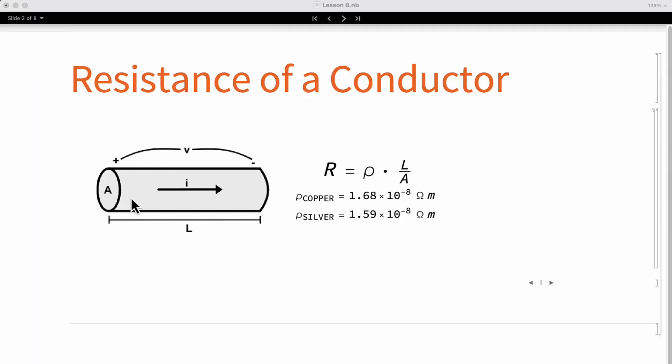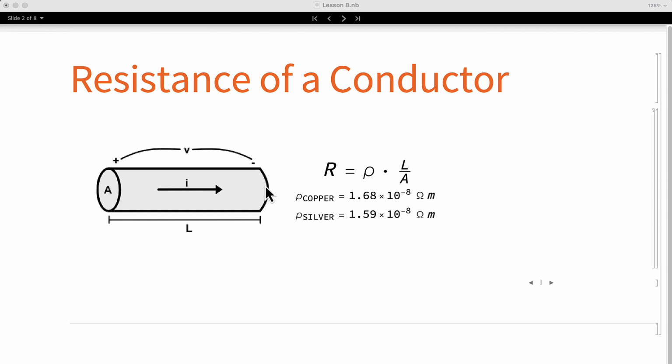It can be a piece of wire or a cylinder. If we put voltage across its terminals, we know that it will induce a current that will flow through it. Metals are very good at conducting electricity, unlike other materials like wood or plastic.